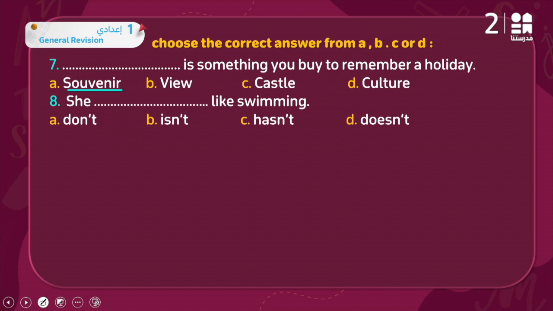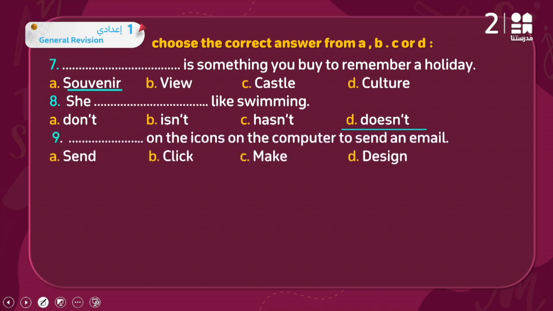If I have a negative form and I want to put it in the present simple tense, I should add doesn't with singular subjects or don't with plural subjects. Okay, I have she, that's why I use doesn't. Doesn't like. Doesn't should be followed by the infinitive, like.